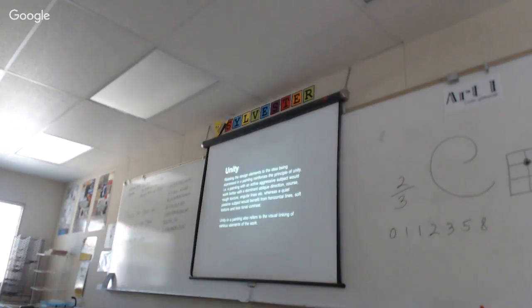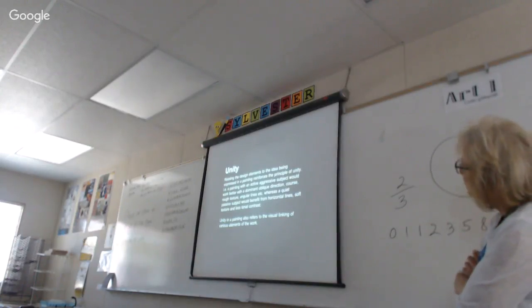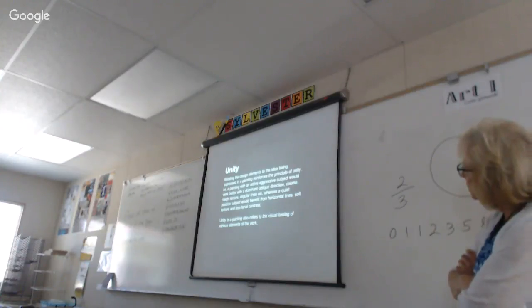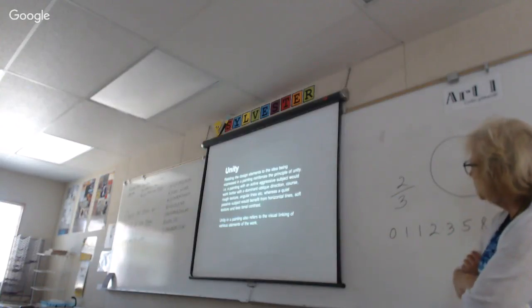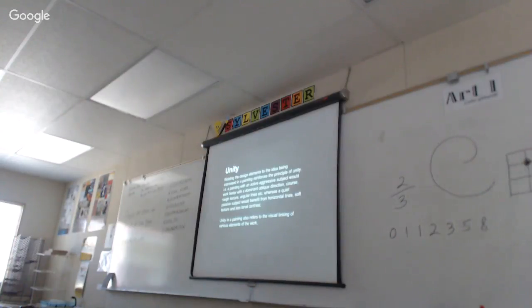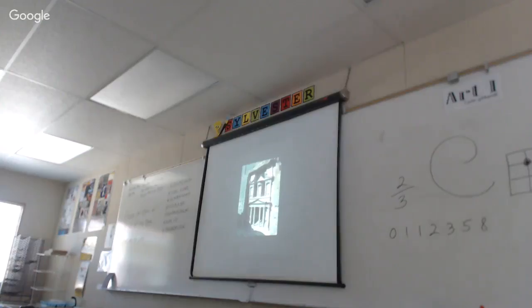Relating the design elements to the idea being expressed in a painting reinforces the principle of unity, i.e. a painting with an active, aggressive subject would work better with a dominant oblique direction, coarse, rough texture, angular lines, etc. Whereas a quiet, passive subject would benefit from horizontal lines, soft texture, and less tonal contrast. Unity in a painting also refers to the visual linking of various elements of the work. Okay, so unity is important, and sometimes artists will go ahead and break that rule to make a point. So we've got quite a bit of unity here.